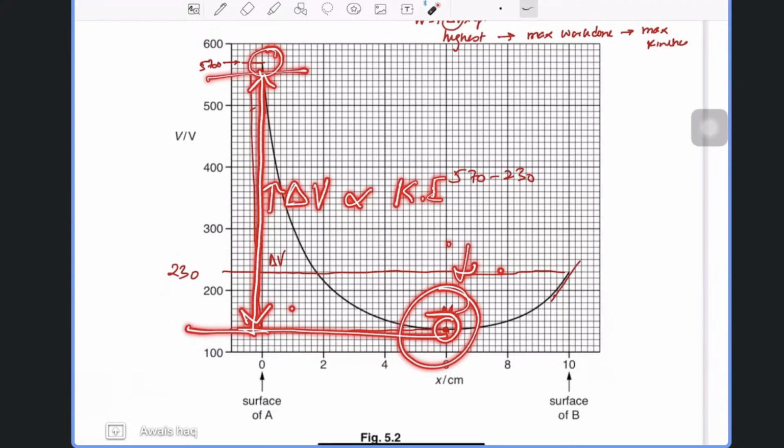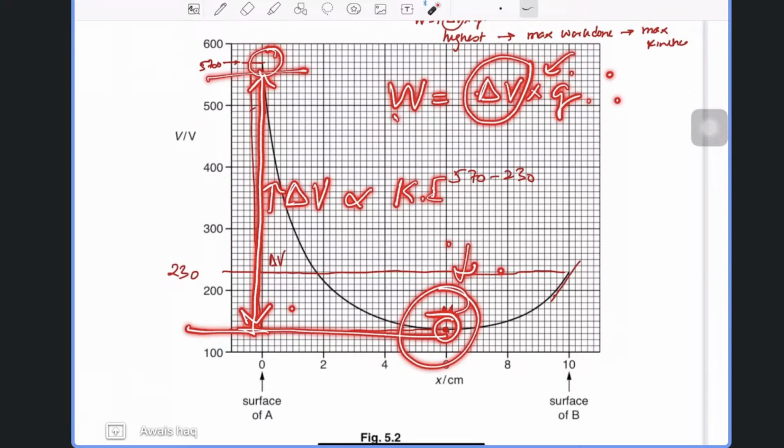Isn't it supposed to be where the voltage is the max? No, because the formula states work done is the change in potential times charge. So we have to find the change. We're not finding the maximum voltage. You get my point?